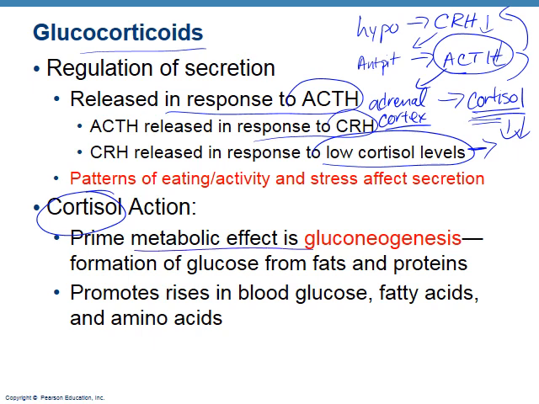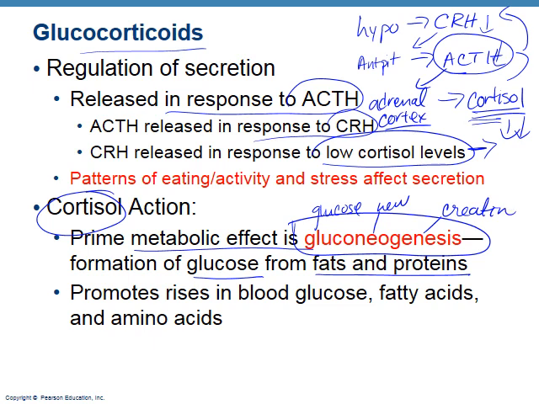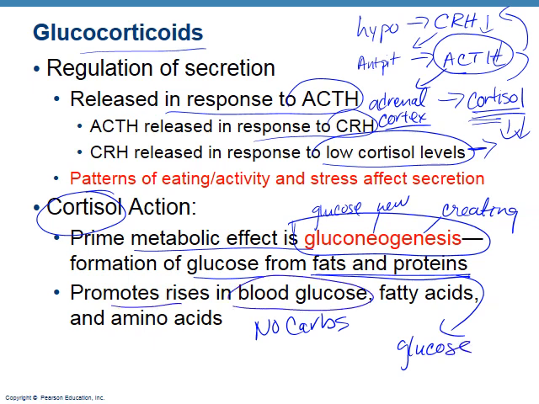Cortisol's prime action is something called gluconeogenesis, formation of glucose from fats and proteins. So it's saying glucose that's new, and we're creating it. So you're not using carbs. So no carbs. It's easy to take carbs and break it down into glucose. We're saying take fats and proteins and turn them into glucose. It promotes a rise in blood glucose, fatty acids, and amino acids because you're breaking down fats and proteins.